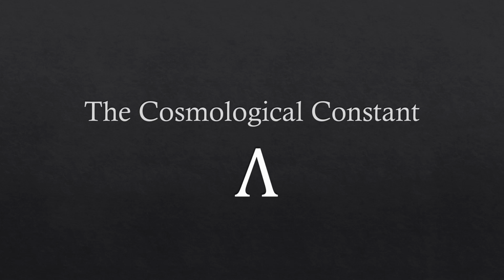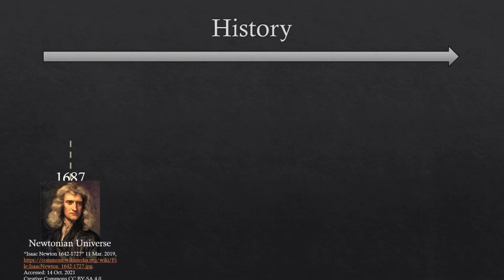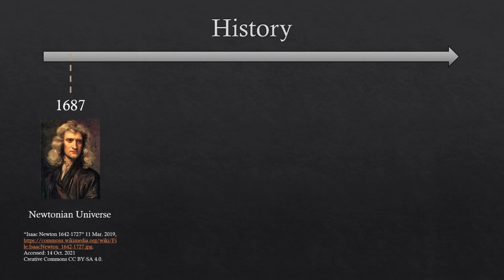In order to understand the existence of the cosmological constant, we must go back in time. In 1687, Sir Isaac Newton published his book called Principia Mathematica, which laid out some of his groundbreaking work on the laws of motion, law of universal gravitation, and much more. Amongst these subjects, it also talked about the Newtonian universe, where he believed that the universe was static and infinite.